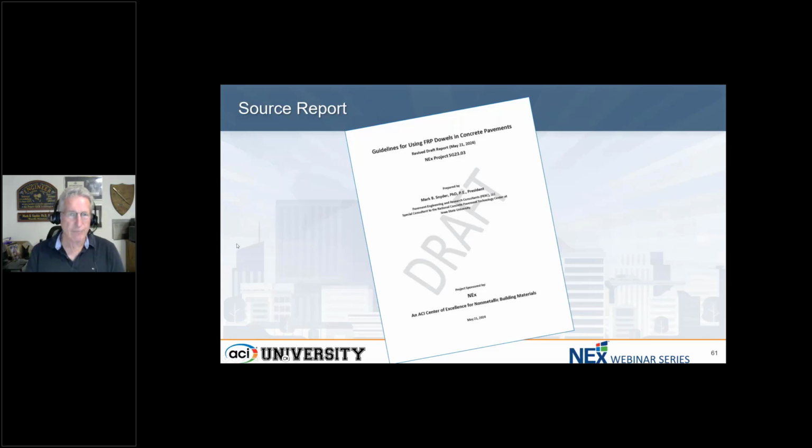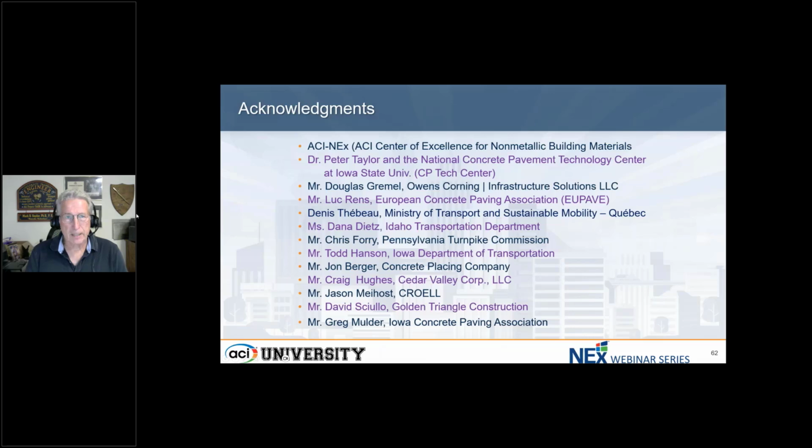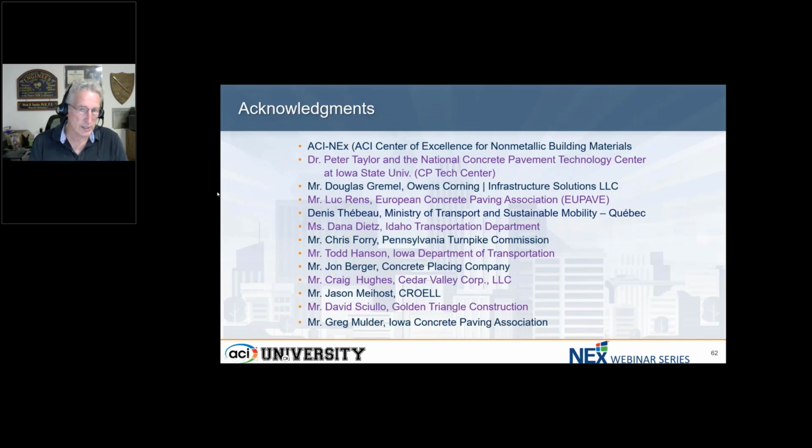Here's an image of the draft report. My understanding is that the real report will be coming out of ACI any day now. They're working it through the system there. And I'd like to acknowledge ACI for their funding of this effort, and Dr. Taylor and the National Concrete Pavement Technology Center at Iowa State University for bringing me on to work on this.